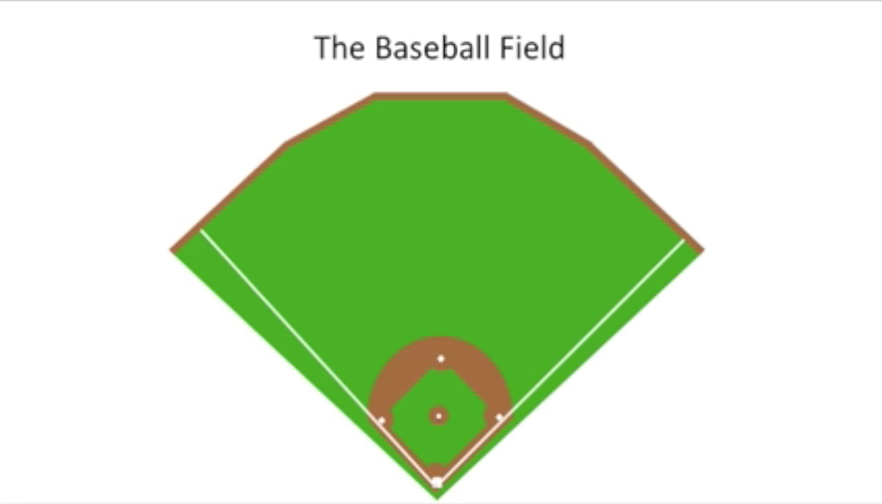The main defensive player is the pitcher. He pitches the ball from the pitcher's mound, located here, to the catcher who is behind home plate. At home plate, the batter or main offensive player tries to hit the ball. Once the ball has been hit, the batter tries to make his way around each of the 3 bases and back to home plate. This is called a home run.